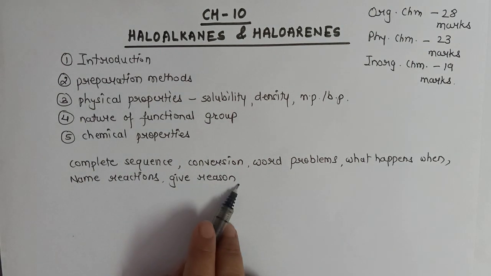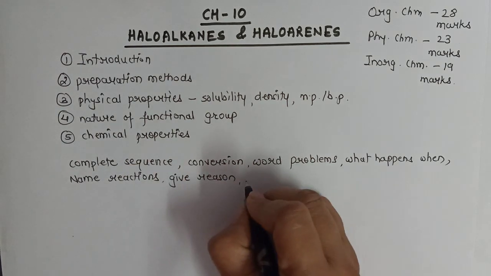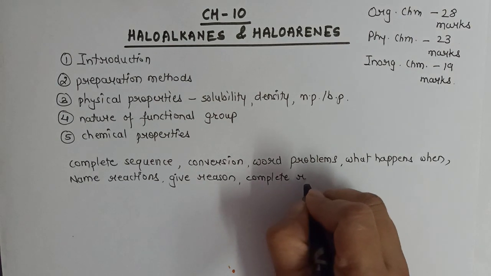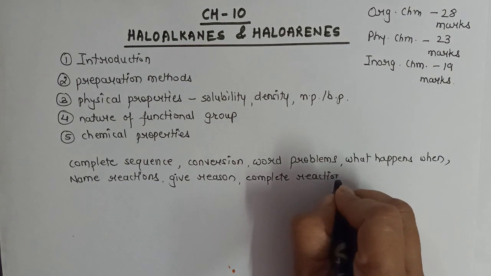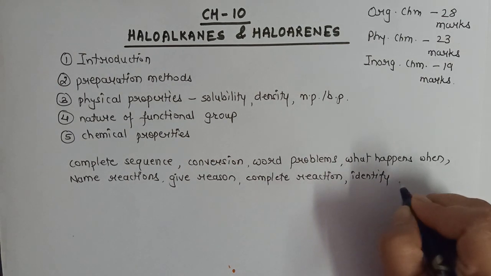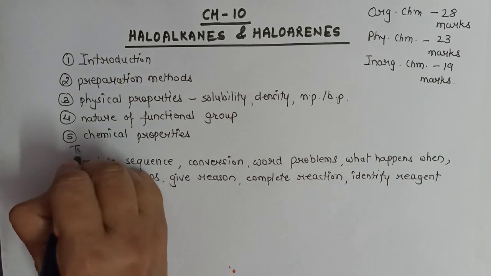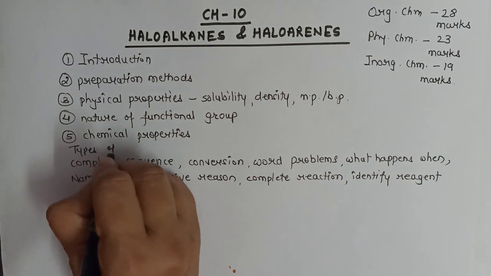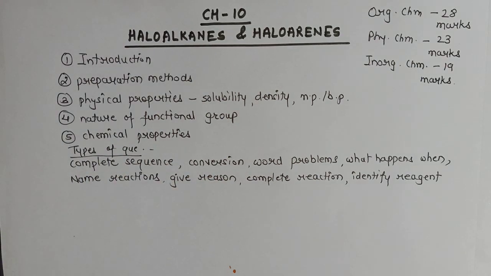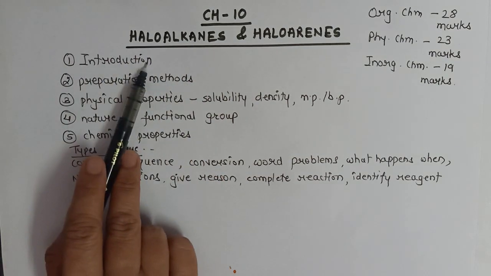Now give reason questions are generally based on physical properties. Also complete the reaction, and identify the reagent. These are various types of questions that can be asked from organic chemistry. So we are going to begin with haloalkanes. So I will start with the introduction.